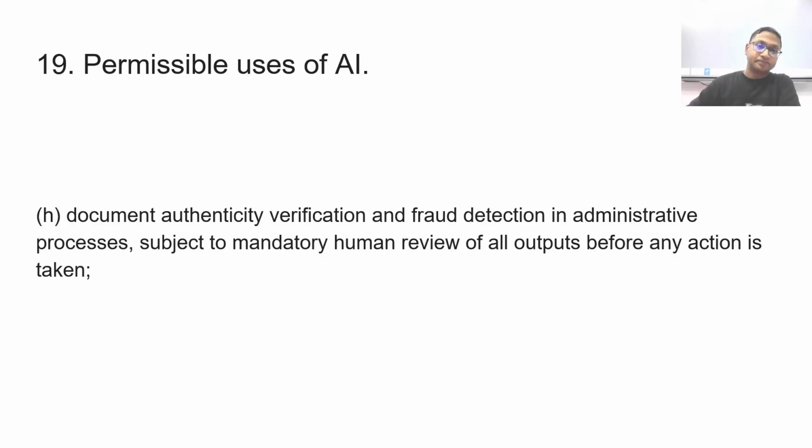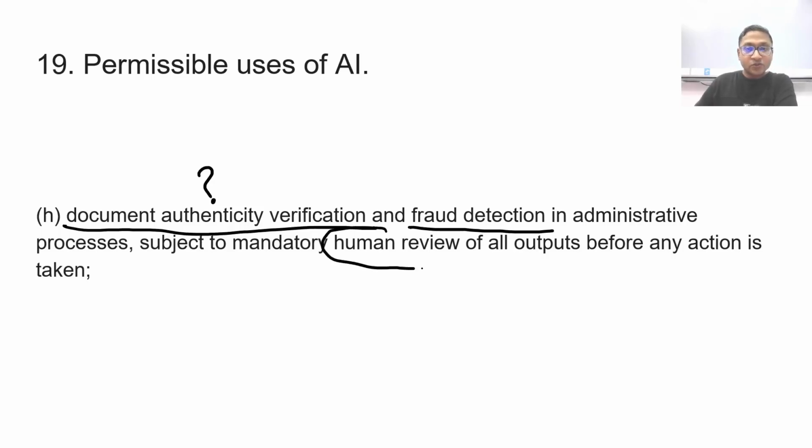Document authenticity verification and fraud detection. So whether some document is authentic or not can be verified using AI. I don't know how, but it says it can be done. Fraud detection in administrative processes. So yes, if a document has some obvious mistakes, then maybe. But one can always generate documents that look more original than original. This is in administrative processes, subject to mandatory human review of all outputs before any action is taken. See, this human in the loop is overburdened.